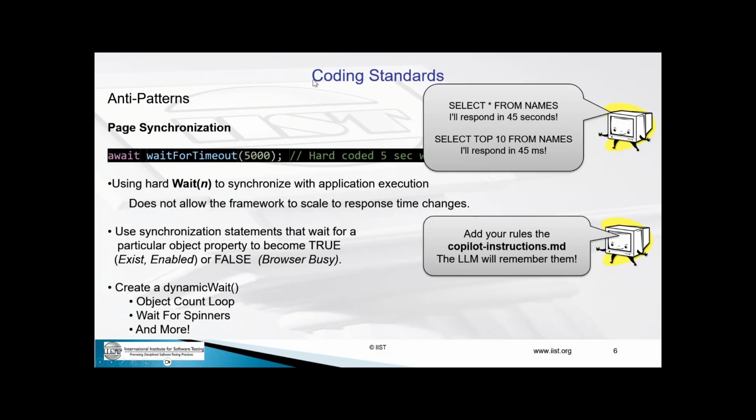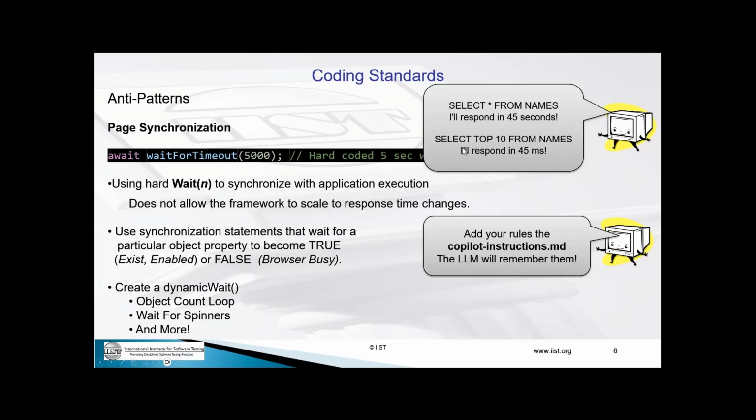Our major problem with coding is that we're not always certain how we're going to be able to handle some sort of long wait. Maybe a developer has put in select all from names, and the system is responding in about 45 seconds because there's a million records to go do.